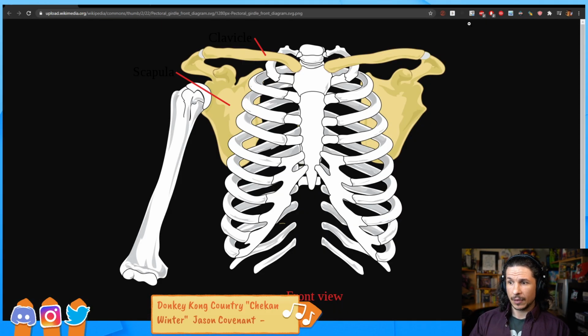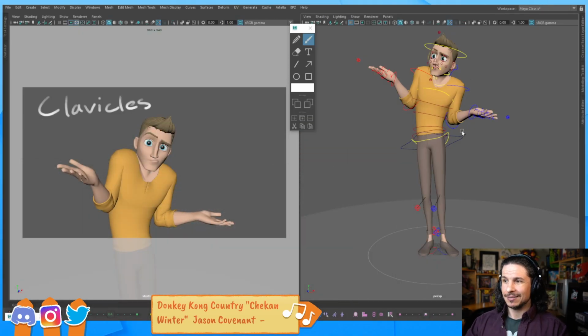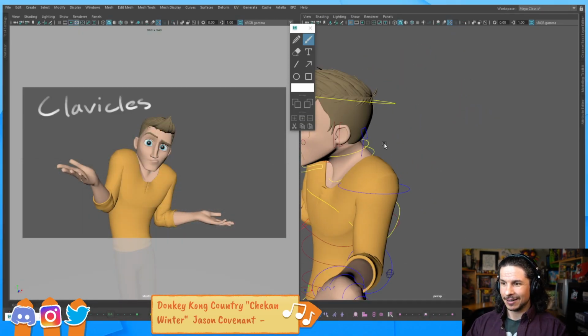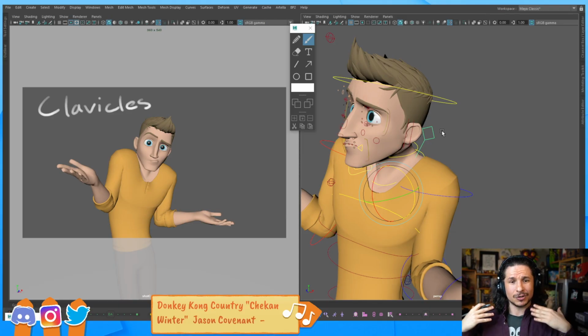Okay, so we know that it's important now. Well, how come we forget about it? Well, honestly, it's a little tiny control. If we look at the rig, the clavicles are right here. Boop, it's a tiny little control.